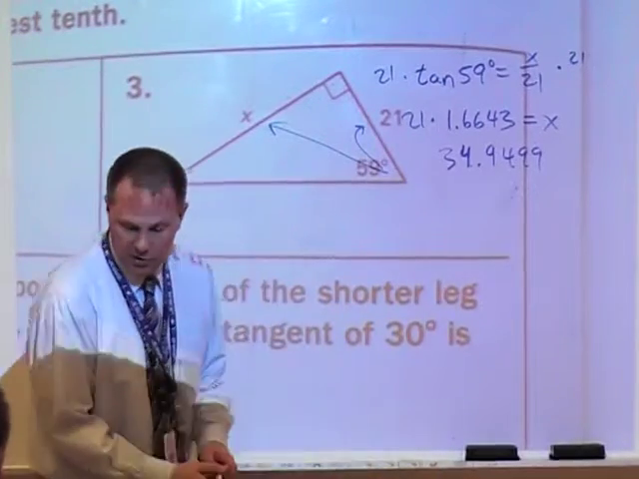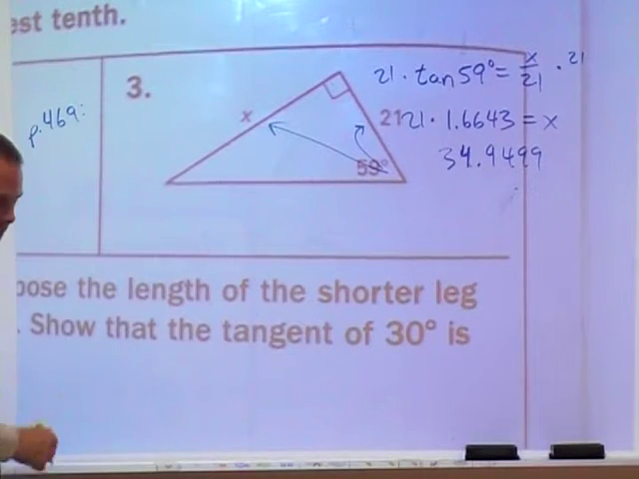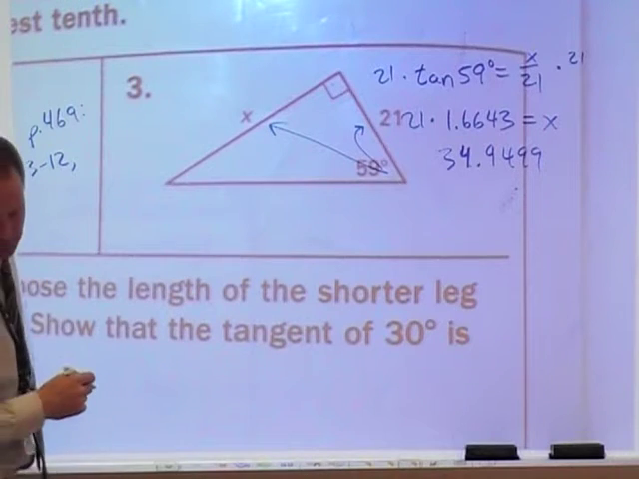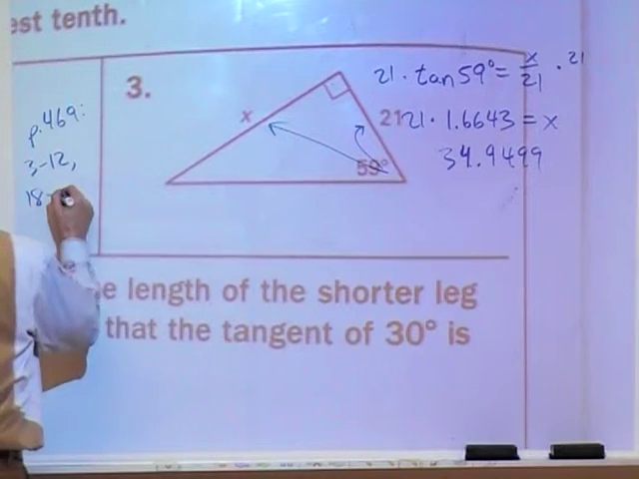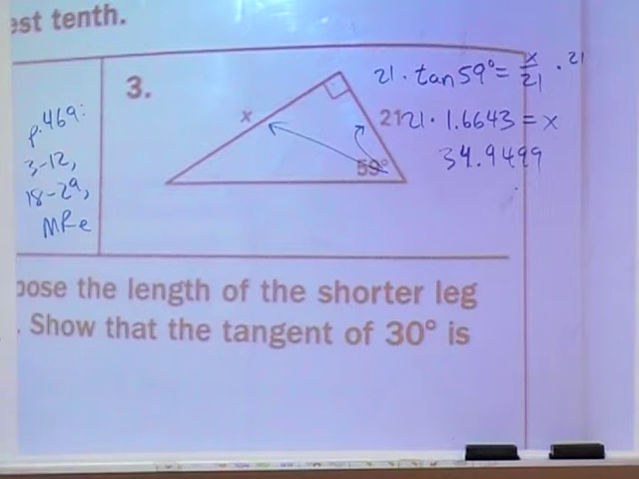Your assignment, page 469, 3 to 12, all. 18 to 29, all. Make sure you do the even ones. Begin.